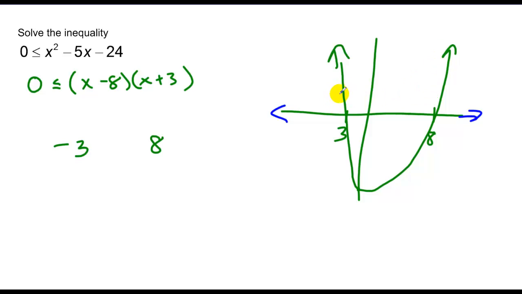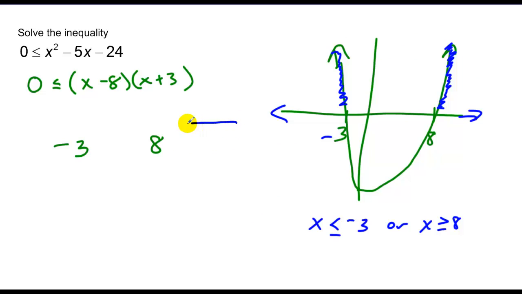Well, this happens for all x values that are less than negative 3, and for all x values that are greater than positive 8, my y values are greater than 0. So in order to state this as a solution, I would say this happens when x is less than or equal to negative 3, or when x is greater than or equal to 8. Now, that's a graphical representation of this solution.